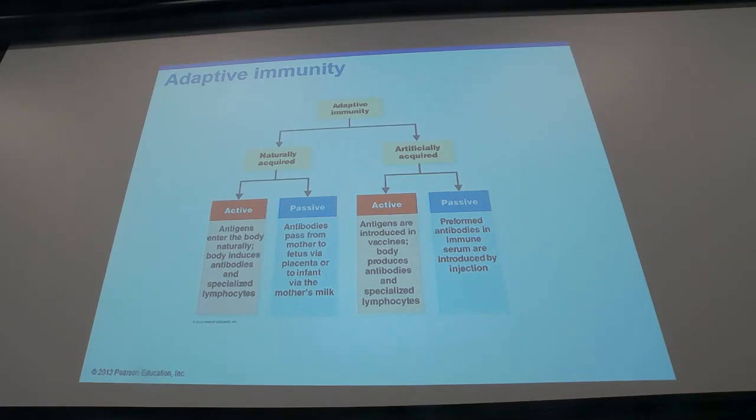So then the baby, you will have a secondary source of antibodies if he was breastfed. And now we have artificially acquired immunity that also can be subdivided into active and passive. So we have active when we have introduction of antigens that are found in vaccines, and that help us to produce antibodies and specialized lymphocytes. So in this case, it can be through vaccination or also through natural infection.